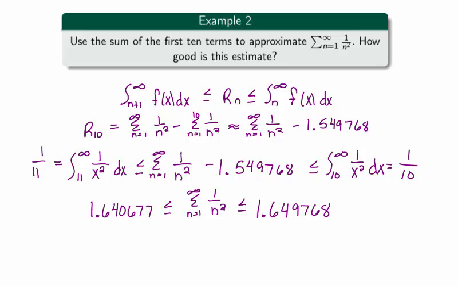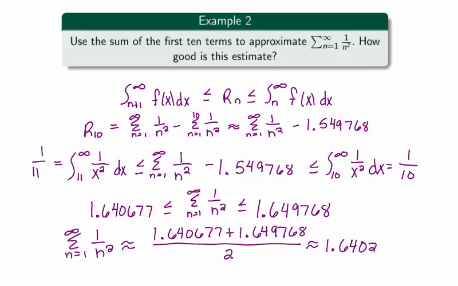We get that 1.640677 is less than or equal to the sum n equals 1 to infinity of 1 over n squared, which is less than or equal to 1.649768. Therefore, the sum is approximately the average of the left and right quantities. The sum n equals 1 to infinity of 1 over n squared is approximately 1.640677 plus 1.649768 divided by 2, which is approximately 1.6402.